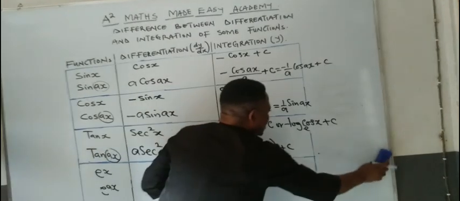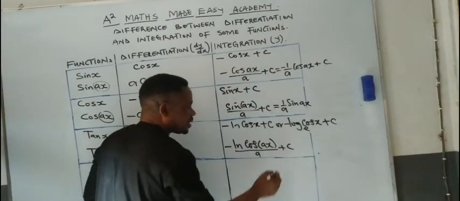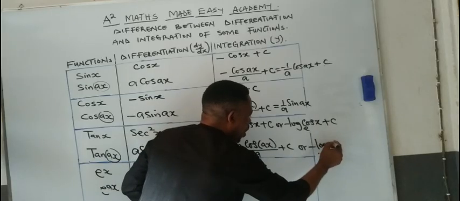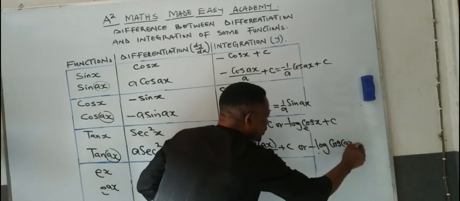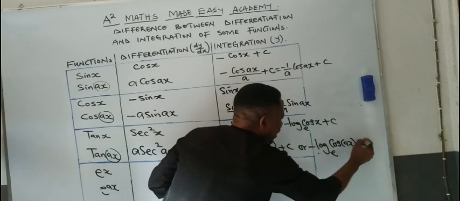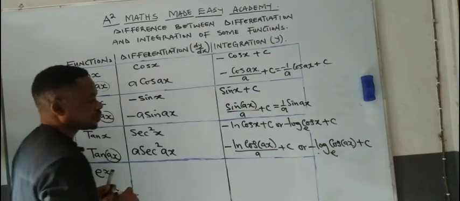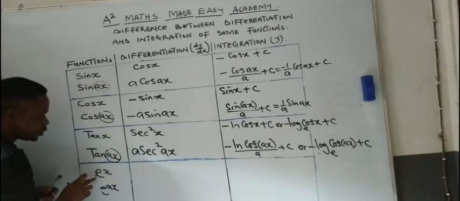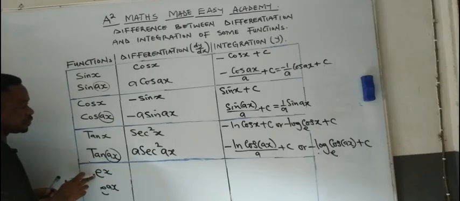If I cannot write it like this, look up. I can still write it as minus log of cos of ax exponential, then plus C. That is all. Then the last of it all for today, which I want you to watch, is this. This is called the exponential function. What did I say?